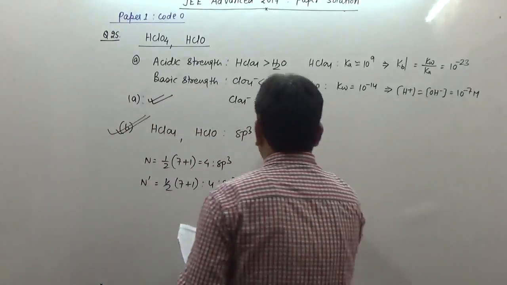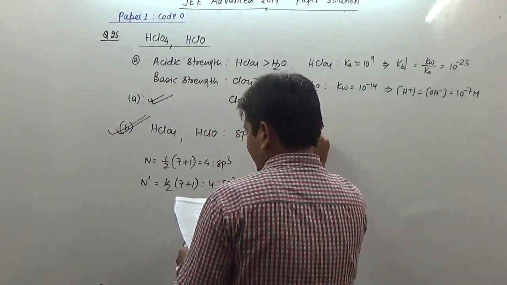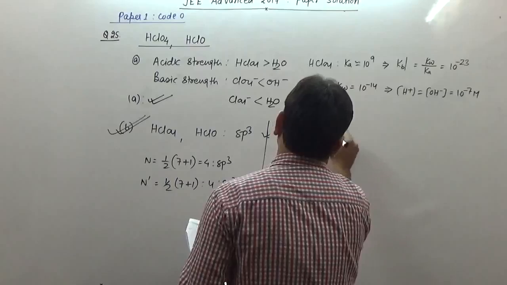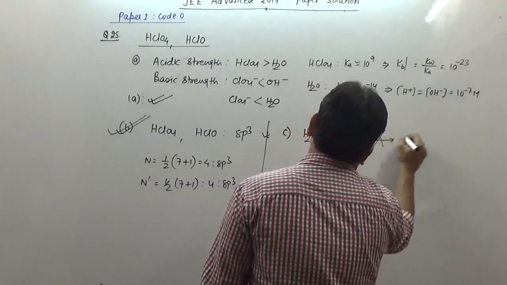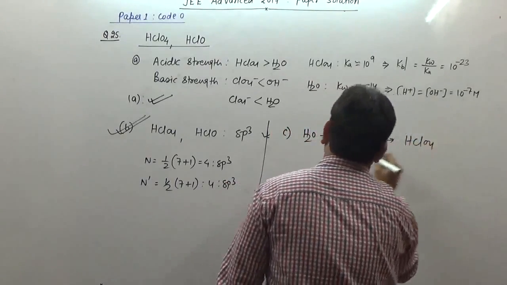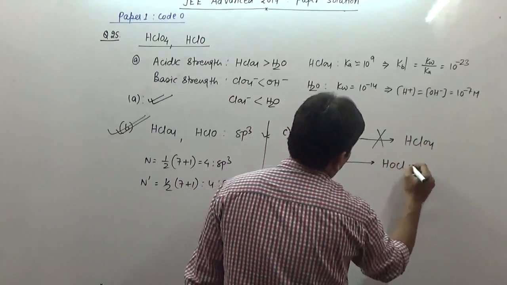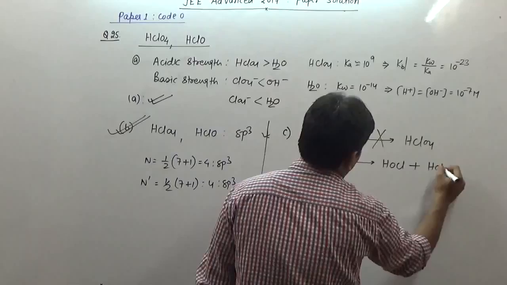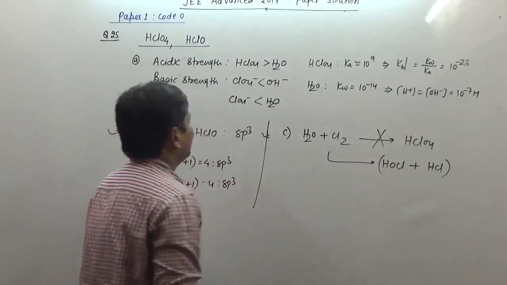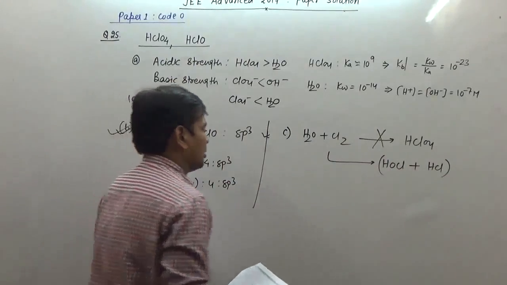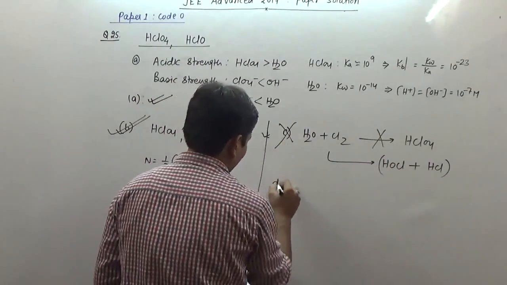Now the C part is telling that HClO4 is formed by H2O and Cl2 combination. That is not correct. If you combine H2O and Cl2, we are going to form HOCl plus HCl. That is the compound that is going to form here. It means the second acid will be formed here, not HClO4. So C option is wrong.